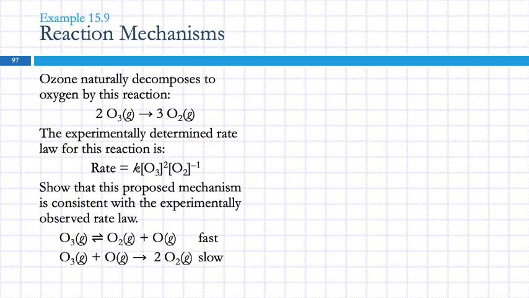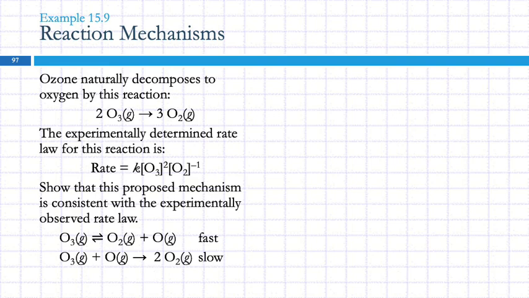So that's one of those things that you might need to write some steps for yourself of how do I do this, right? So here we'll do another example. Ozone naturally decomposes to oxygen by this reaction. Here's the experimentally determined rate law. Show that this proposed mechanism is consistent with the observed rate law. So they're not asking us to validate the mechanism. So we can assume that if we add these together, we're going to get that. And I did it yesterday, and it does work out that way.